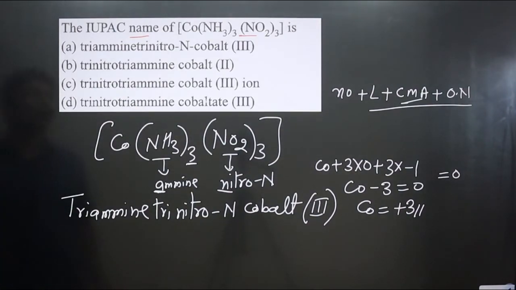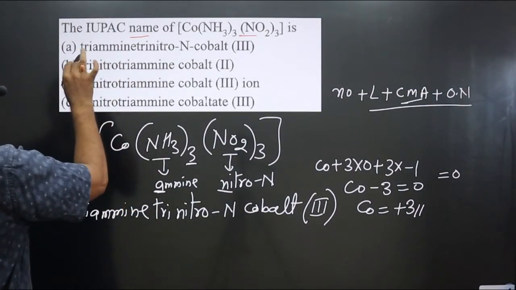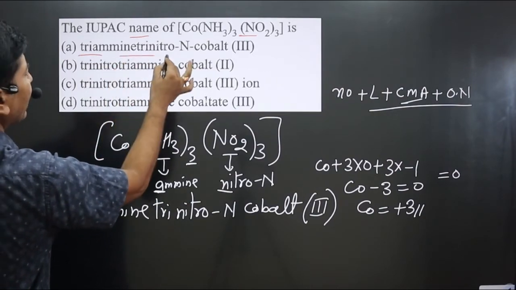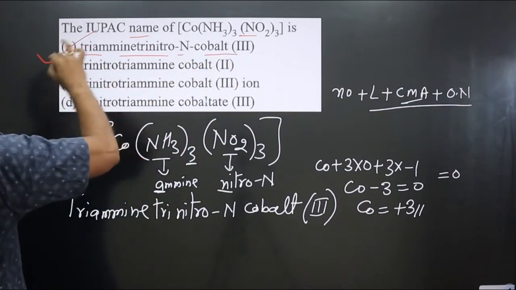So we can see which option is correct: triammine trinitro-N cobalt(III). You can see the first option is correct.